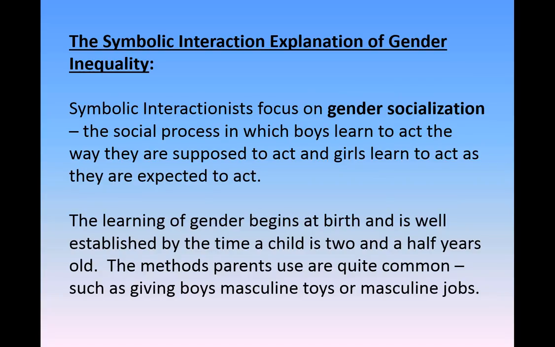Now, the symbolic interaction perspective would talk about gender socialization. It's the process in which boys learn to act the way they're supposed to act, and girls learn to act as they're expected to act. Now, there is, of course, I think you can take it too far. I'll give you one example. When I was in school, a classmate was really artistic. He drew beautiful paintings, and his father kept saying, that's what girls do or something. He had a talent. Why discourage it?